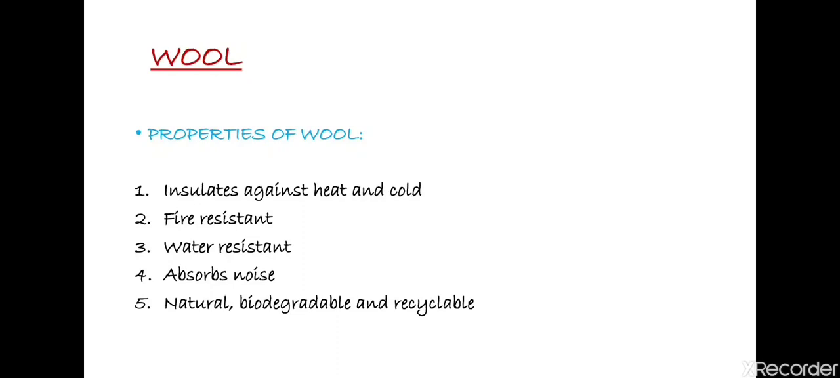Fine. Next property is water resistant. What is water resistant? It means there is a waxy coating present on the fibers of wool, which does not allow water to get absorbed into the wool. Fine. And because of this, it is water resistant. Next property is that it absorbs noise also. Wool can absorb noise, and this is the reason that woolen carpets are used in movie halls, airports, and offices as well.